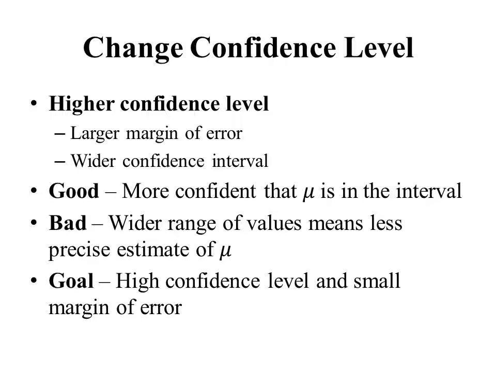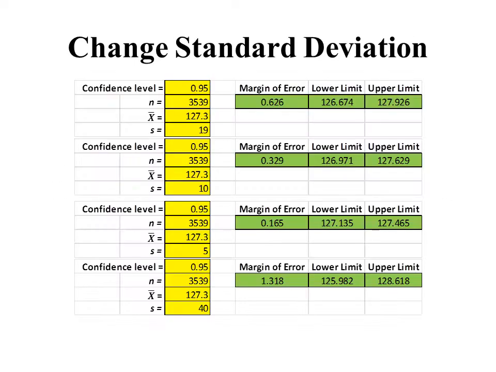So our goal is that we would like a high confidence level so that we're really confident that mu is in the interval, but we'd also want a small margin of error. So a high confidence level and a small margin of error. That's ideally what we want. Okay. Well, let's look at changing now, for instance, the standard deviation of the sample and look at how that affects the margin of error.